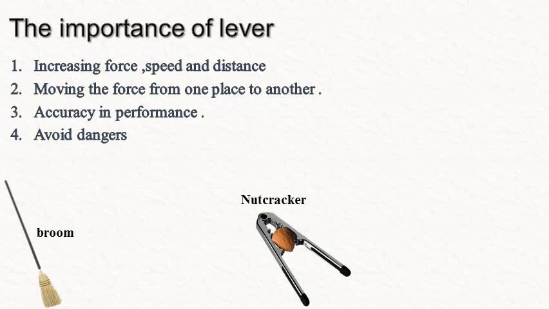Increasing speed. Some levers increase the speed of objects that we strike. For example, a hockey bat. Moving force from one place to another. In this example, also the manual broom. The force of your hand moves from one place to another to collect the garbage without bending.